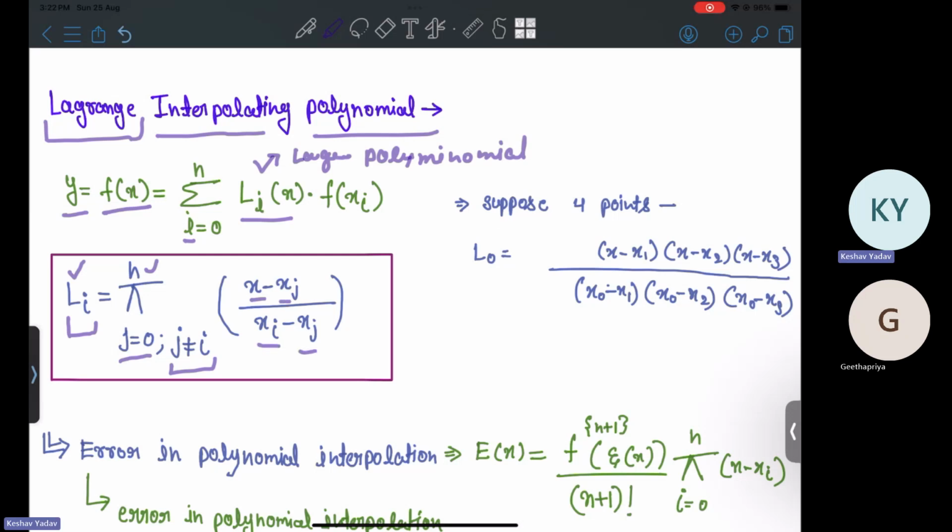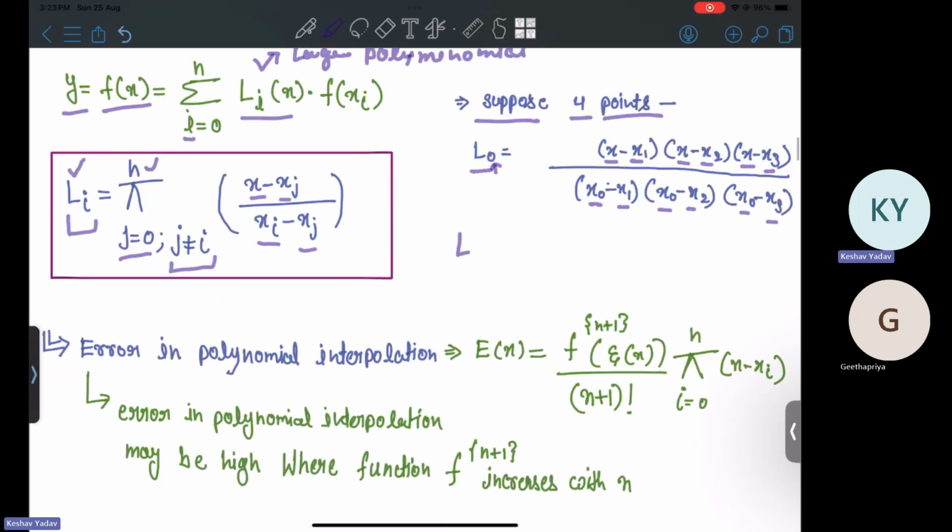Okay. Suppose we have 4 points, and I want to represent L0. Then L0 will be equal to what? Since I have written 0 here, it will not include the 0th term. J will start from 0, but here we will not have the 0th one. So x minus x1, x minus x2, x minus x3, divided by the same terms with x replaced by x0: x0 minus x1, x0 minus x2, x0 minus x3.